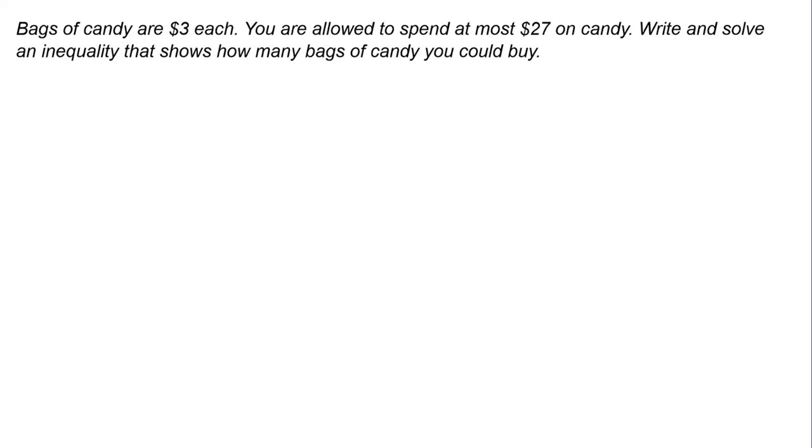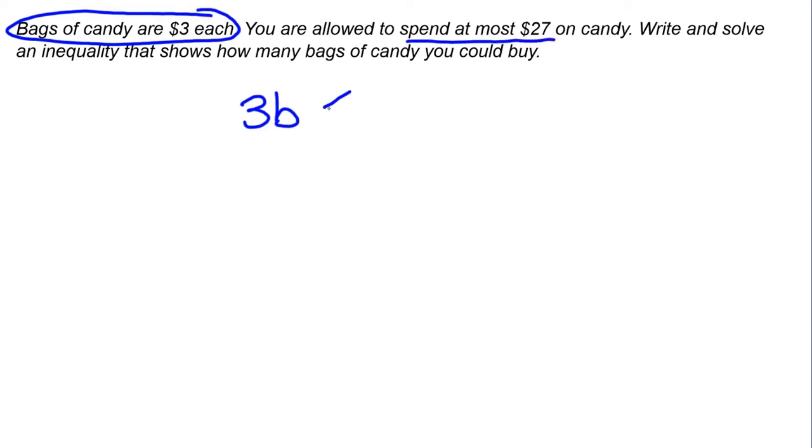Well, here I'm looking at this first sentence. Bags of candy are $3 each, and the bags of candy is what's changing or unknown. So I'm going to call that B. B is going to be my number of bags of candy, and the cost would be 3 times B, since they're $3 each. You are allowed to spend at most $27. So that has to be less than or equal to 27. So there's my inequality. That's what that looks like.